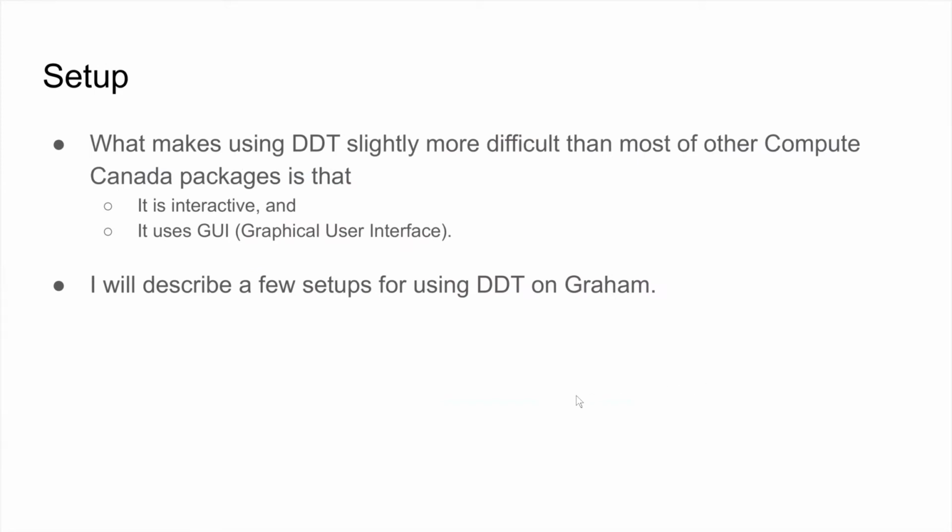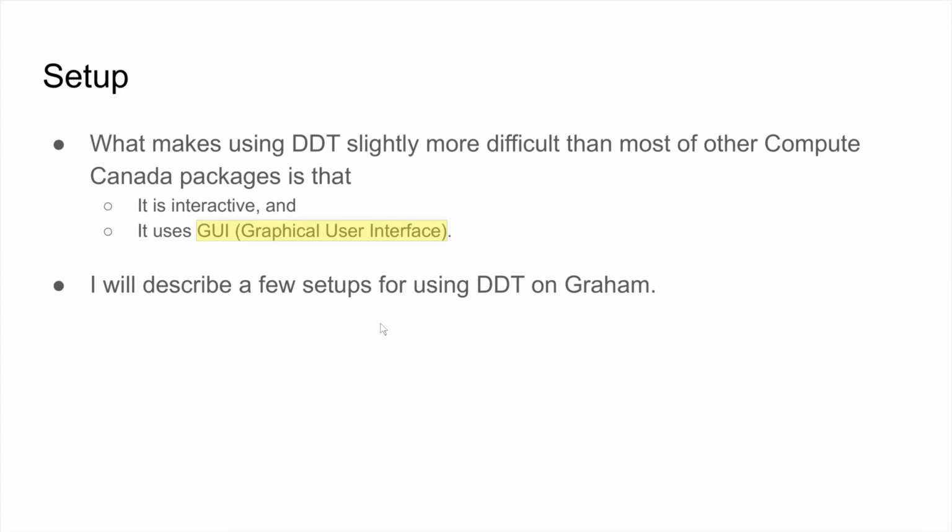So setup. There is a very slight complication compared to typical packages you use on Graham. And Graham is just one of the national systems, but DDT is only installed on Graham. This is one of the few differences. Otherwise, national systems have very similar, identical software packaging. The slight complication is that it is interactive. Of course, it's a debugger, and it's using a GUI, graphical user interface. And that makes it just slightly more complicated. Basically, you need to figure out how to have GUI access to our cluster. Once you're done with that, you don't have to worry about it ever again. So there is a small setup step you have to do if you never used DDT on our clusters.